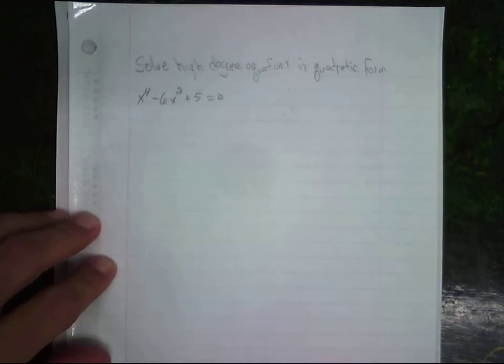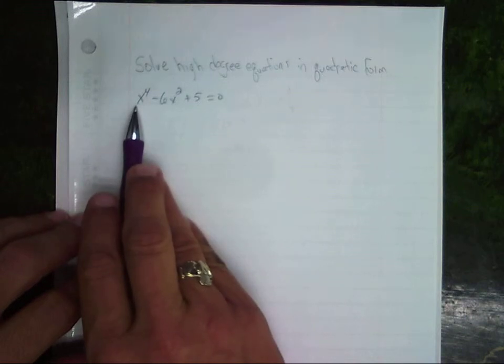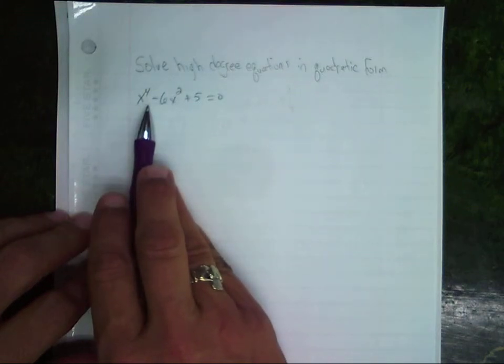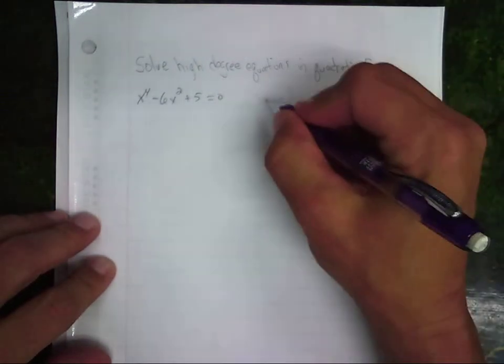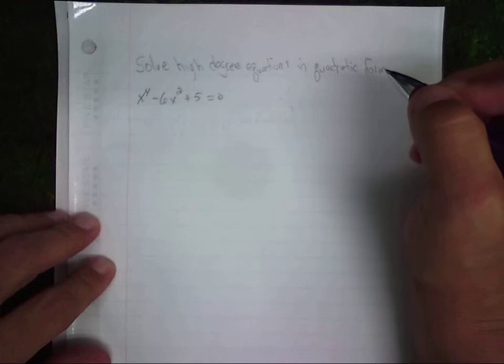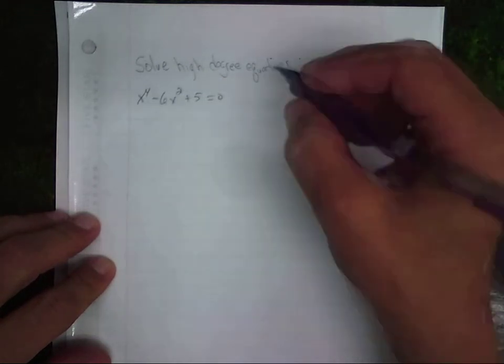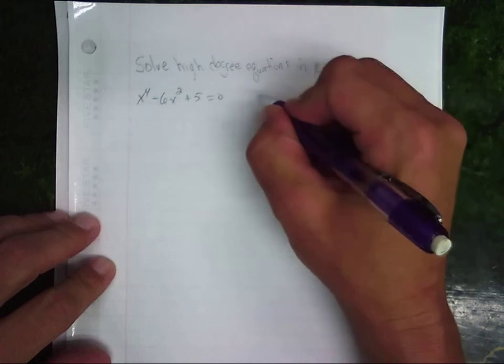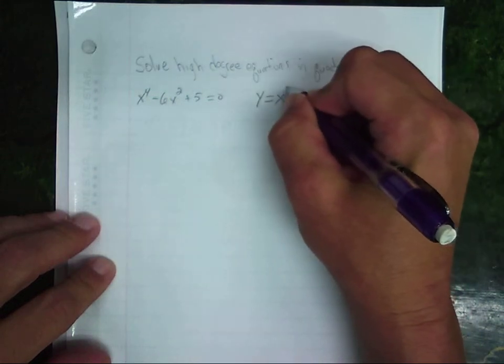In this objective, we will solve high-degree equations in quadratic form. We haven't solved equations with a power of 4. There's a number of methods you could use to solve this equation. The method I want to show you is a method using substitution, because the substitution could be used in other objectives in the future. A substitution you want to start with is y equals x squared.